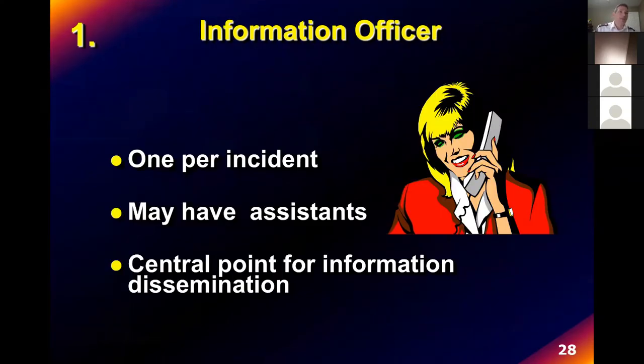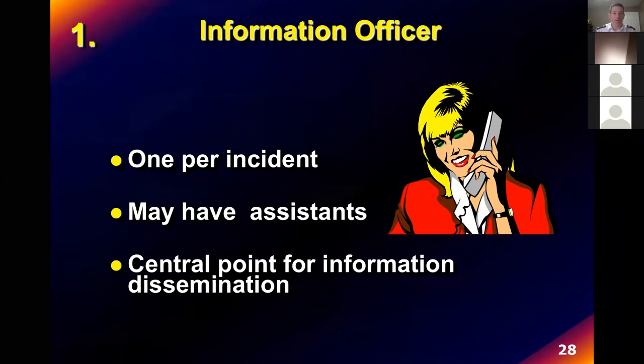So the information officer, we're going to have one per incident at most, right? Again, this is something that may or may not end up happening. And if we don't delegate it, the incident commander is it. The information officer may end up having assistance. And what they are is a central point for information dissemination, right? So info for news media and other organizations is going to come from them. They'll do all press releases. But those press releases do need to be approved by the incident commander before going out as well.